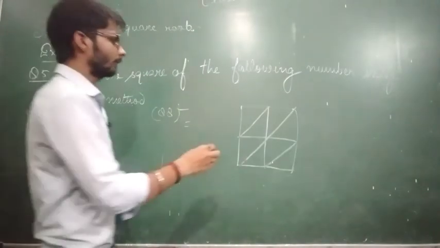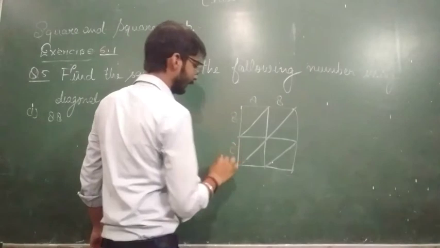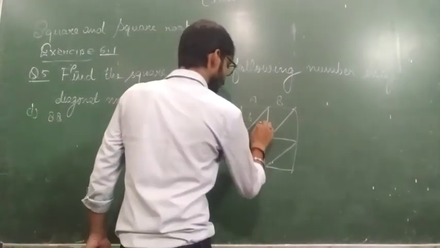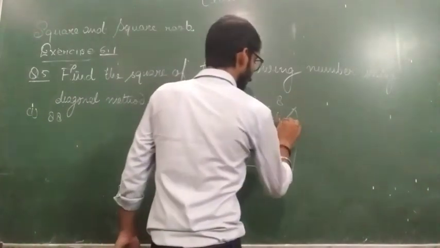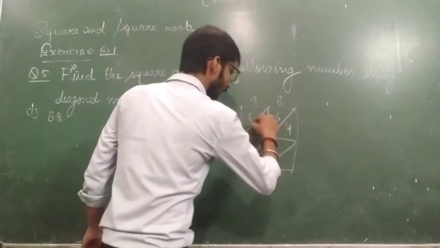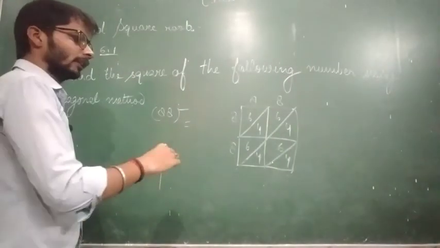So here we will write 8, 8, 8 and 8. 8 8s are 64, so we will write 6 and 4 here. 8 8s are 64, 6 and 4, and again 6 and 4. Now add the values diagonally.